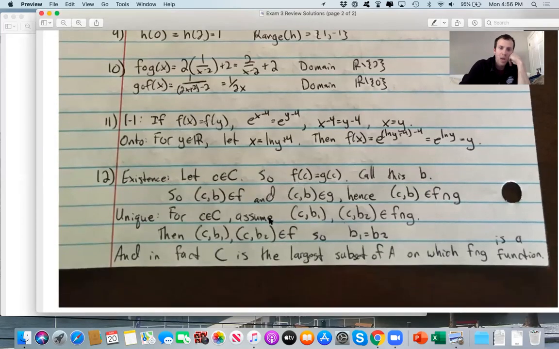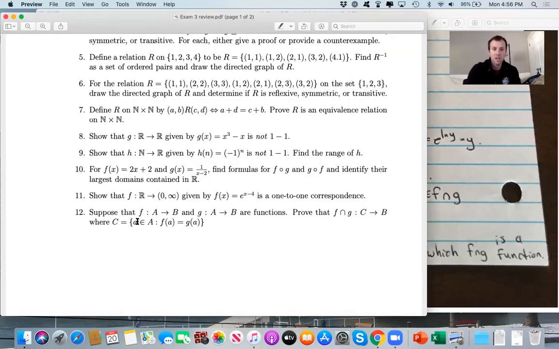So we have these two halves, and these halves are fairly typical of what it looks like to show something as a function: existence and uniqueness. To show something is a function, take something from the domain and show you can find an output which is paired with it. So if we take a C in C, that is this set right here.